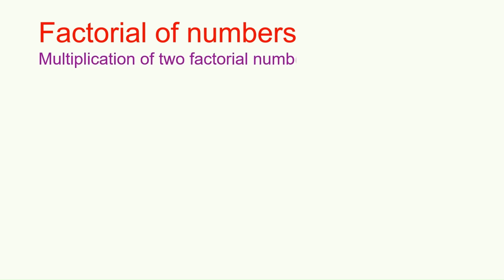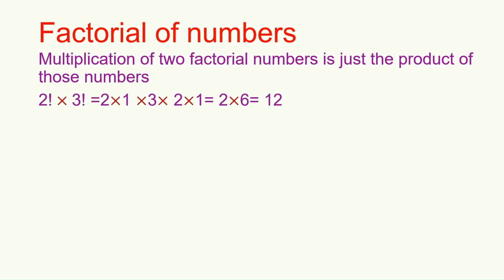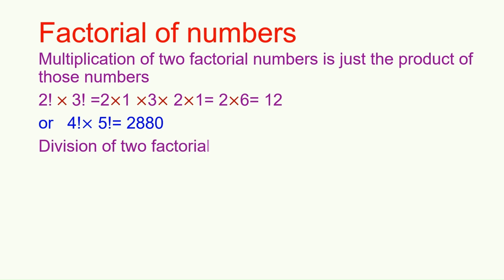Multiplication of two factorial numbers is just the product of those numbers. Factorial 2 times factorial 3 equals 2 times 1 times 3 times 2 times 1 equals 2 times 6 is equal to 12. Or factorial 4 times factorial 5 is equal to 2880.